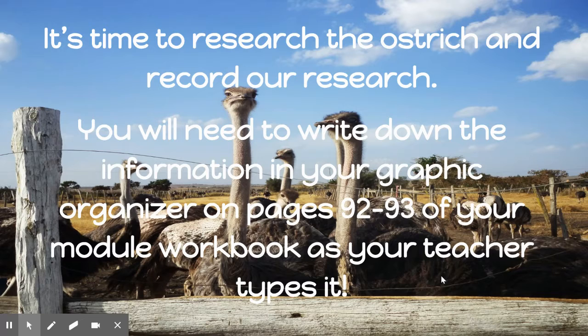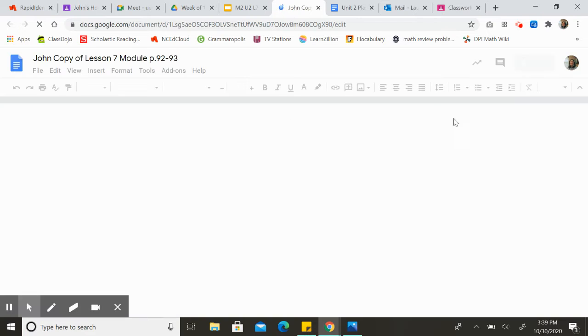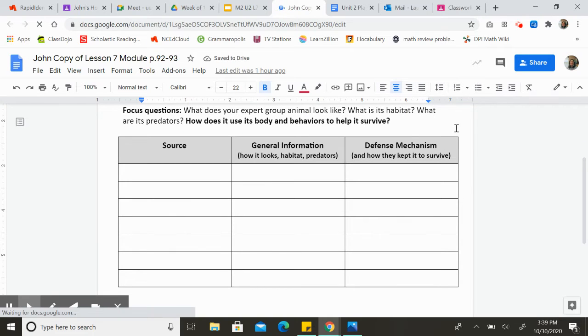You're going to turn to pages 92 and 93 of your module workbook. And Miss O'Brien or myself will be typing this in the graphic organizer as you write it. Okay, so now you're at pages 92 and 93, and it looks like this. It actually probably doesn't have these filled in, so you're going to want to fill those in. If you're watching this video, you're going to need to pause, fill in that top row, and when you're done, unpause, and we'll get started.